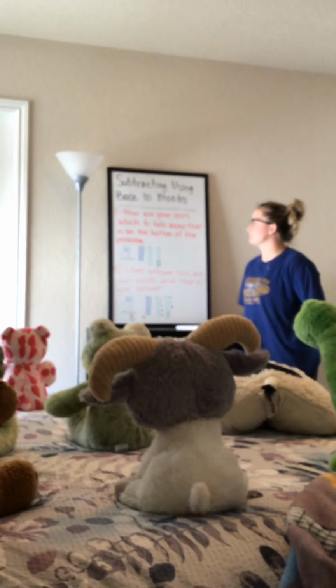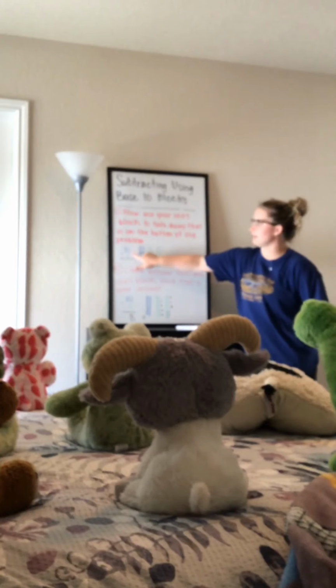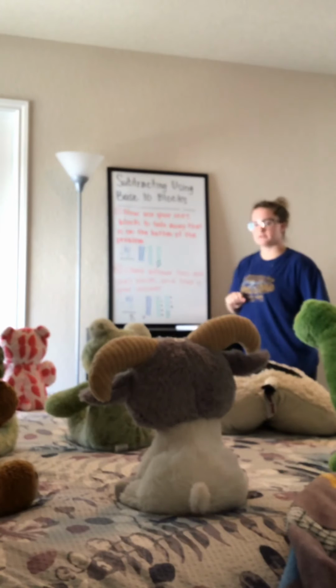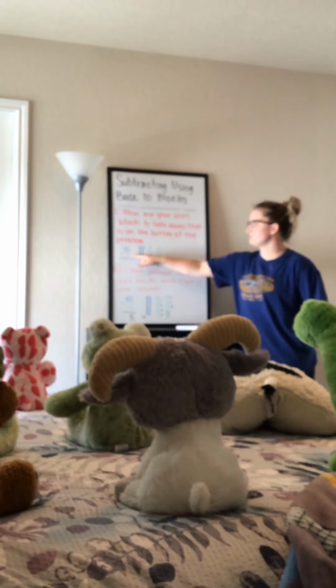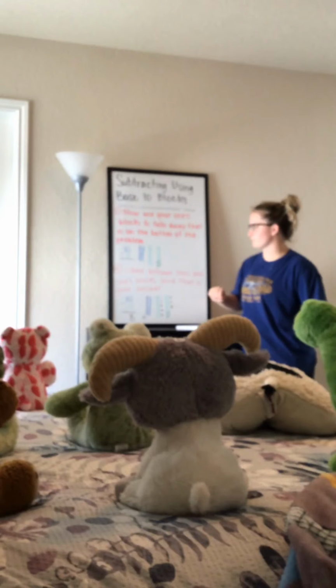Step 3 is, now use your ones blocks to take away the number that is on the bottom of the problem. So we have 10 minus 2. 2 is our bottom number, so that means we're taking away 2 from 10. So here are 10 ones, and we're taking away 2. You see them crossed out right here.